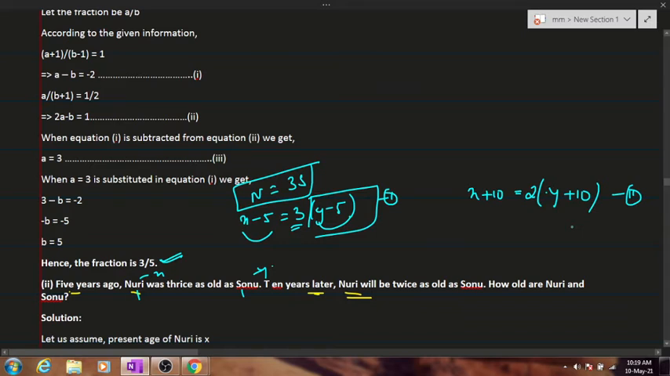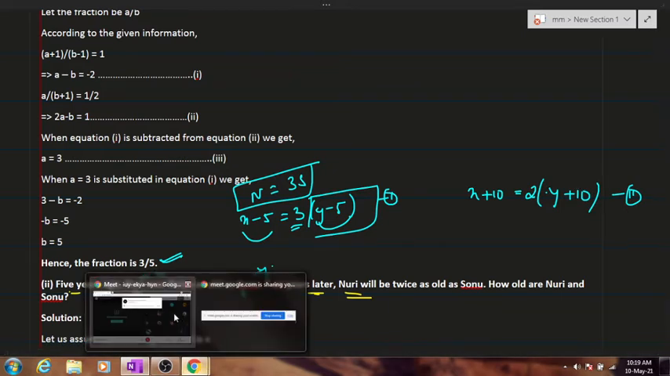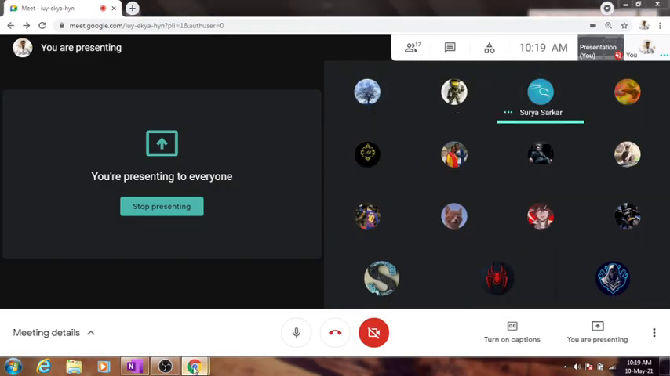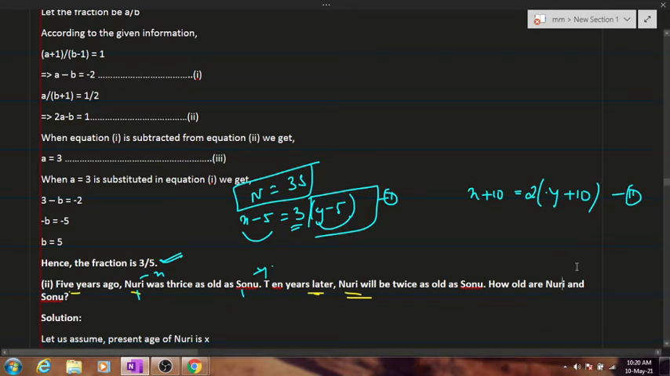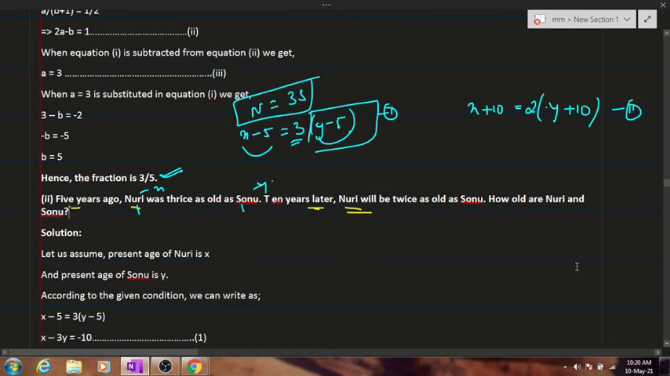Noori's age and Sonu's age. Noori's age will be 50. Very good. And Sonu's age will be 20. Clear, everyone? This is how the solution looks like. Students who haven't done it, kindly do it, or else take a screenshot of this. We'll have to move on to the next one.